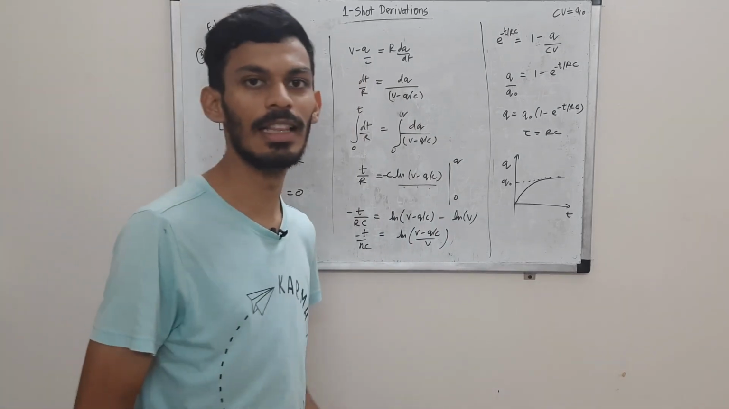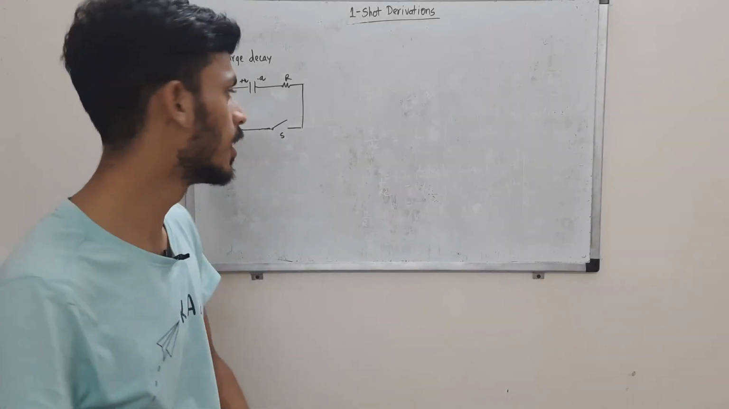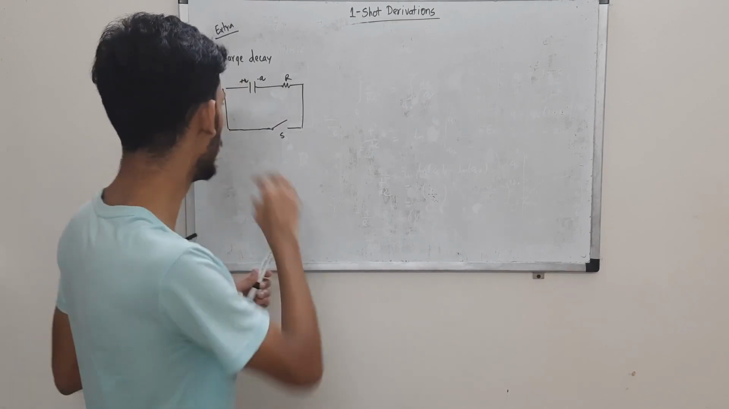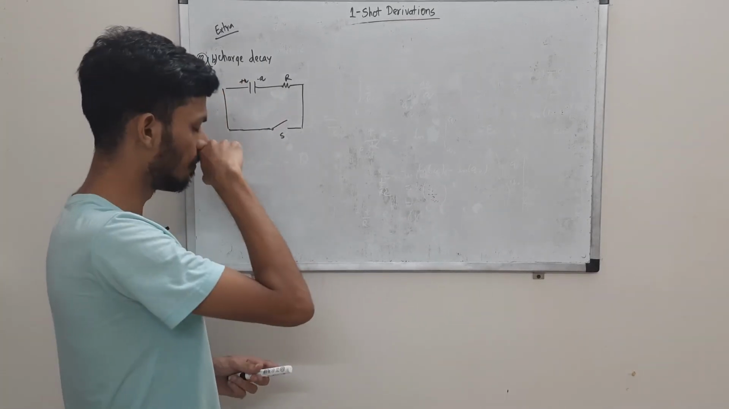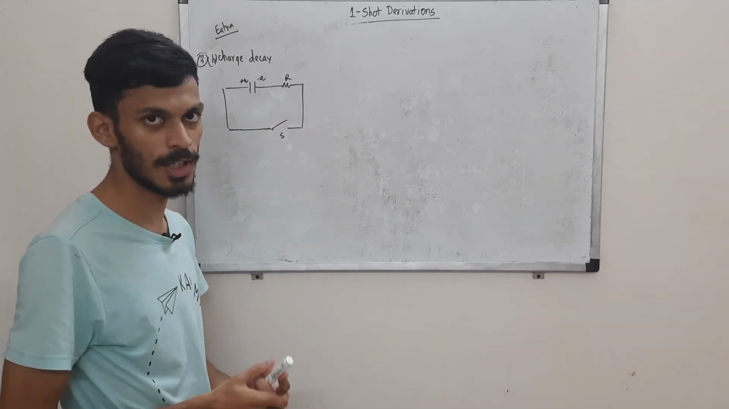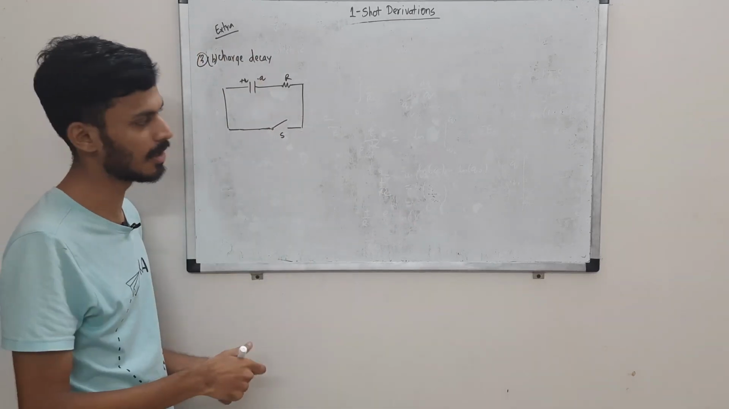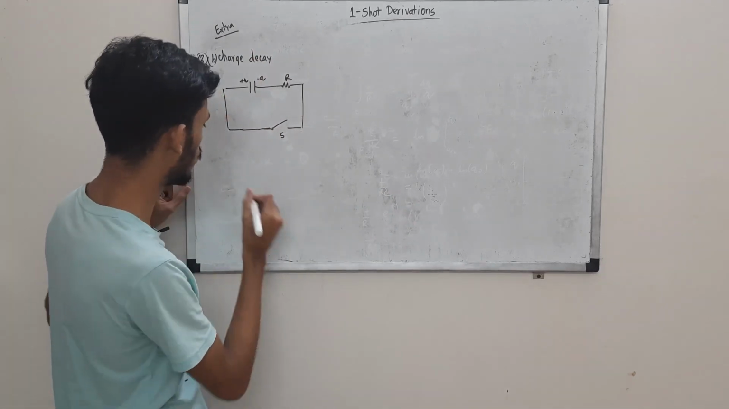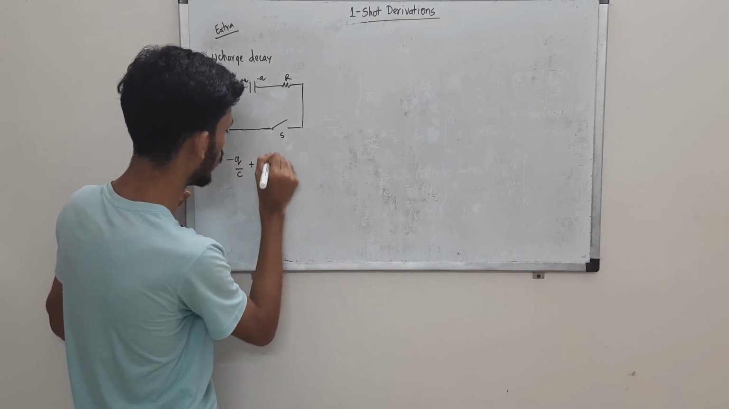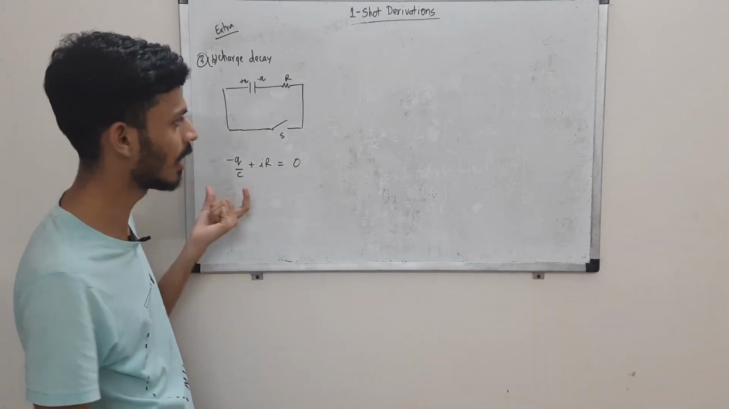Let's discuss the final thing, which is charge decay. Now finally consider charge decay. So here we have a CR circuit and we have removed the voltage power source. The capacitor is fully charged at t equal to 0, but when we close the switch, the current will start flowing and the charge will decay on the capacitor. We are supposed to find the equation for that. Basically the voltage, we can write it as 0. So Q by C plus IR is 0. I am taking I as minus so that they cancel out each other.